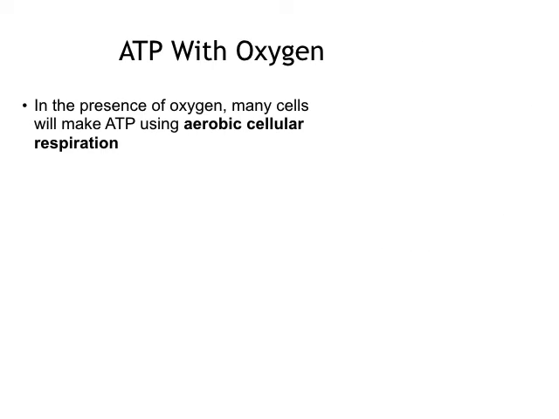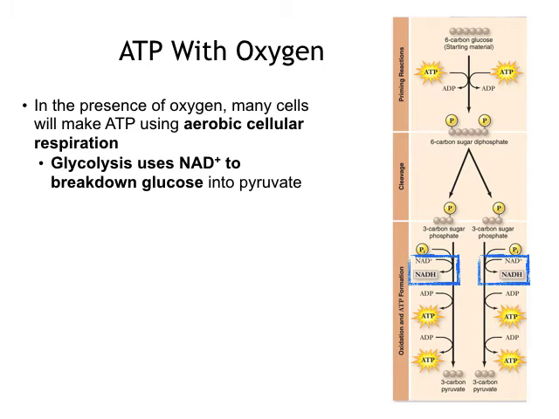So let's recap real quick aerobic cellular respiration. When there's oxygen, most cells make ATP using this process. The first step, glycolysis, does not require oxygen, but it does need NAD+ in order to break down glucose into pyruvate. This is a figure from your textbook diagramming glycolysis, which you do not need to know at this level of detail. Just look at the beginning. You start with 6-carbon glucose, and at the end, you have 2 3-carbon pyruvates. That's all I expect you to know.